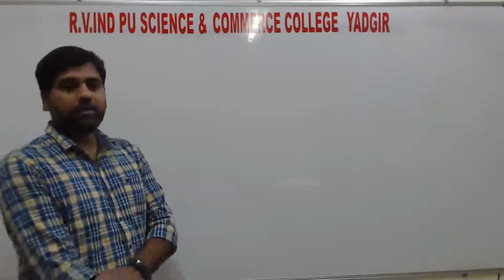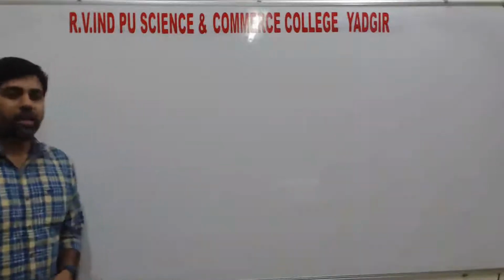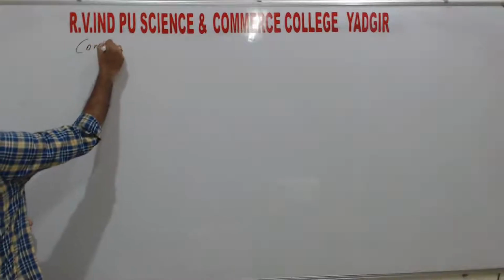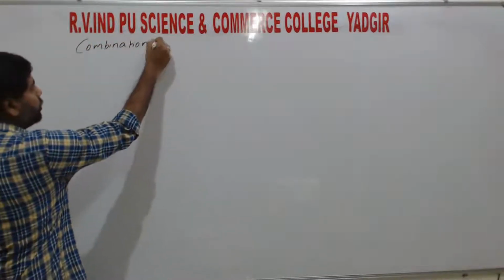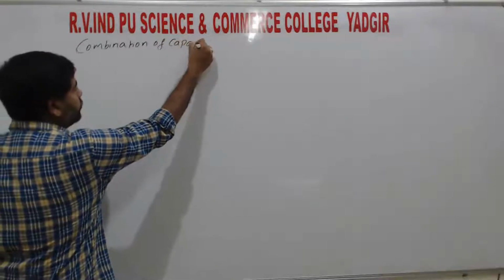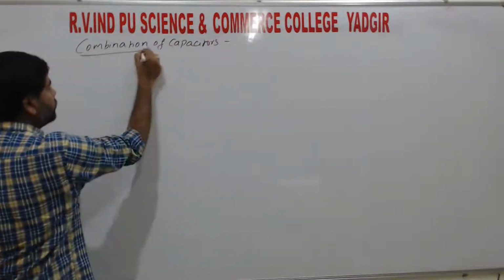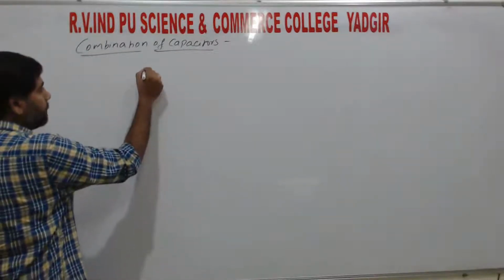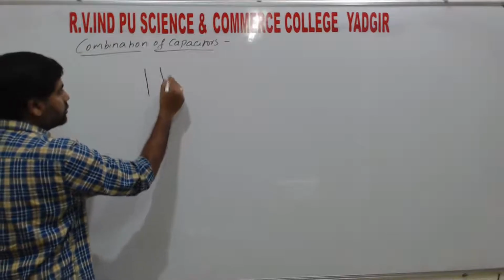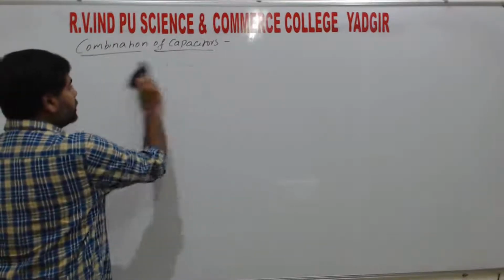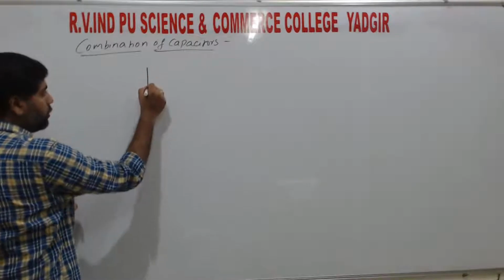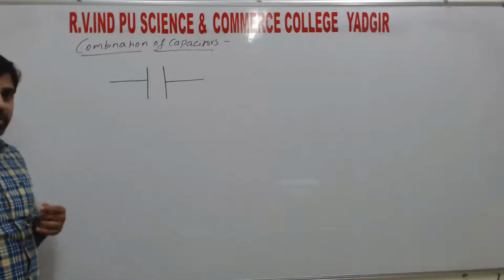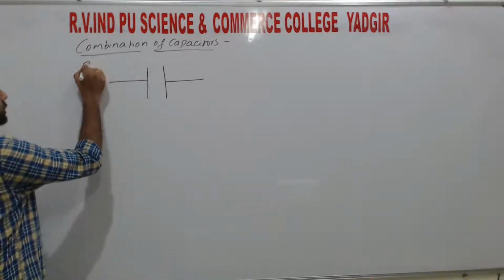Good morning, students. In the last class, we discussed capacitor and capacitance. So today we will discuss combination of capacitors. A capacitor is represented by two parallel straight lines. So this is the symbolic representation of a capacitor.